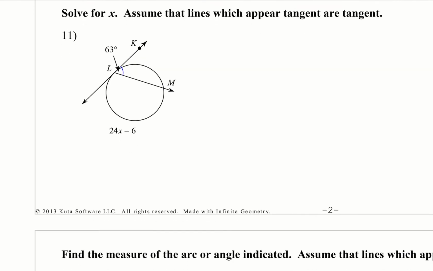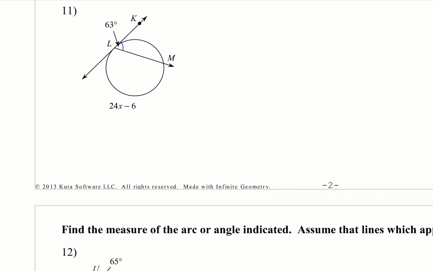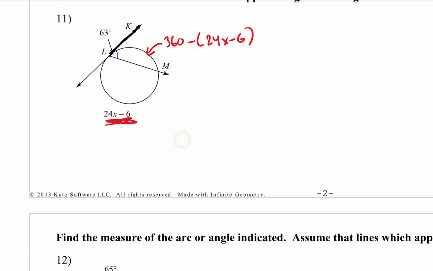All right, so solve for x, assume that lines that appear tangent are tangent. Same deal here, we only have one inside arc. So you could use the formula, or you could just use that double relationship. However, this time we have 24x minus 6 here, so we have this arc here. Now, if I know that arc, I know this one right here. This one is given by 360 minus that. So just be careful here. We're not going to double this. We're going to double 360 minus that, or half that rather.